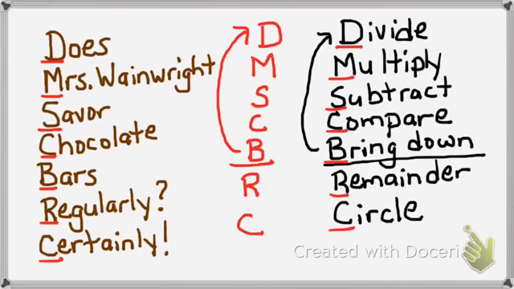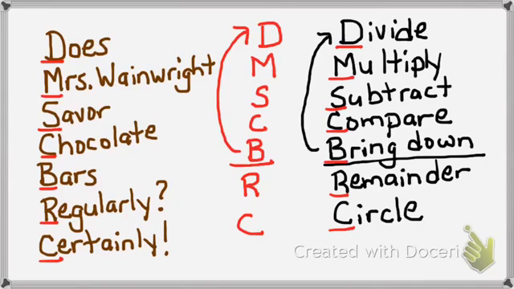And as a reminder, this is how we remember our steps for long division. Does Mrs. Wainwright savor chocolate bars regularly? Certainly. When we say does, we write the D. When we say Mrs. Wainwright, we write the M. When we say savor, we write the S. When we say chocolate, we write the C. When we say bars, we write the B. When we say regularly, we write the R. And when we say certainly, we write the C.